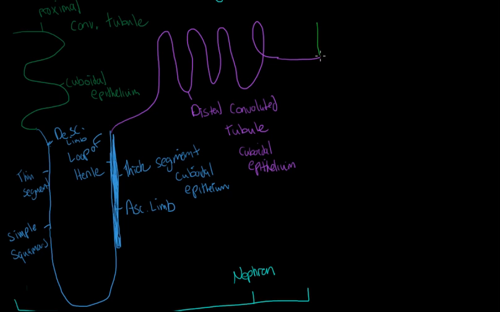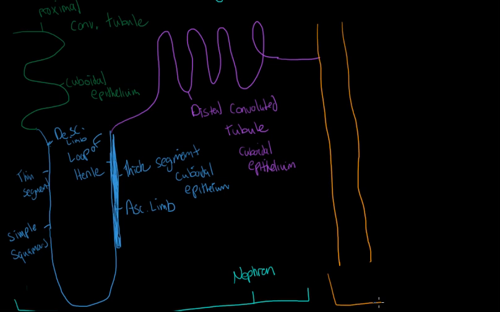And here we have our collecting duct. And this is where, for the most part, the composition of the urine that we're going to create and excrete from our body is determined. Collecting duct.